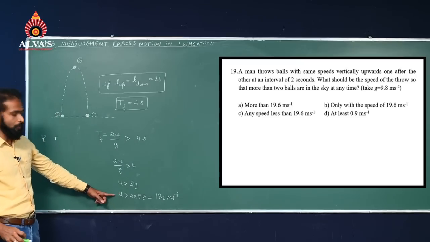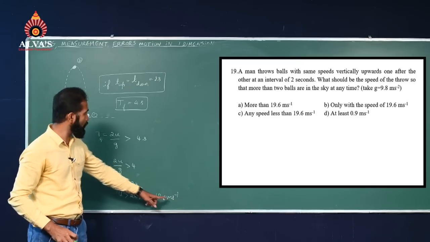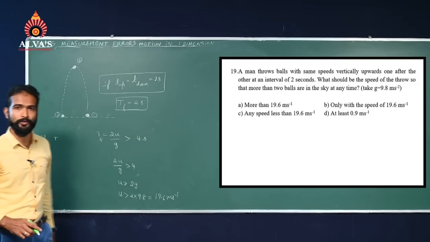The meaning is that the projection velocity should be more than 19.6 meter per second. Then only there will be a minimum of 3 balls in the air. So that gives you option A.